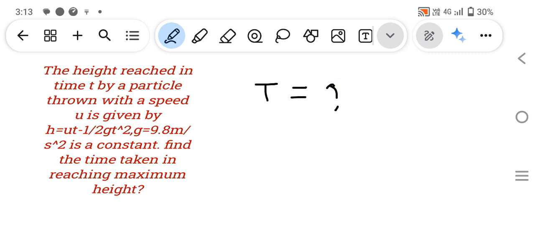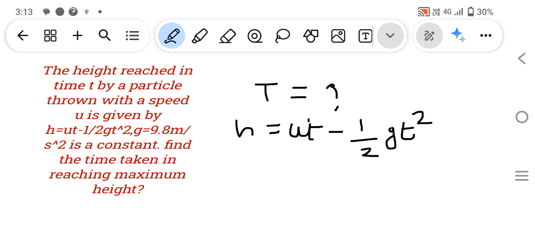Here h is a function of time, and u and g are constant. It is equal to ut minus half gt square. Here h is a function of time. This function is maximum when dh by dt is equal to 0.